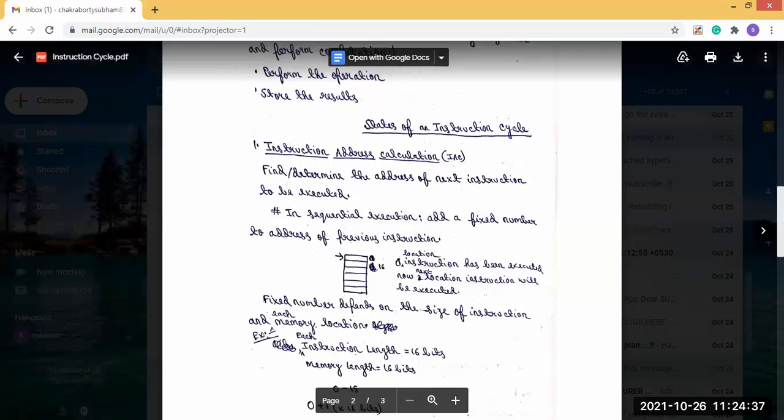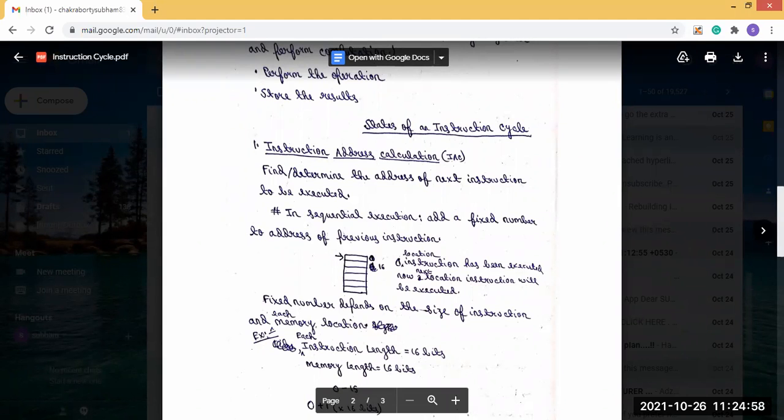First, as we have already seen, the instruction address calculation. Now we will briefly describe how this is performed. What is instruction address calculation? If any instruction comes, it means finding or determining the address of the next instruction to be executed.